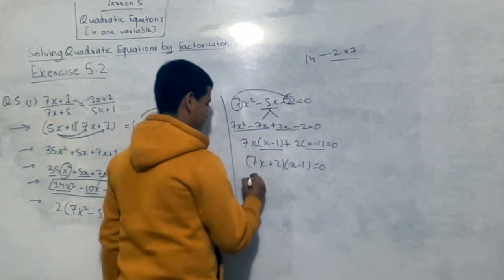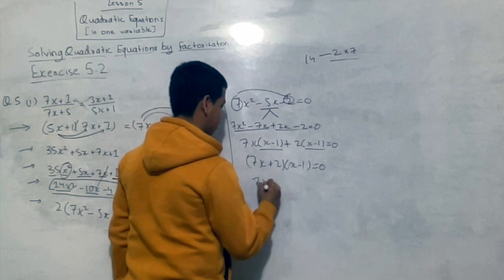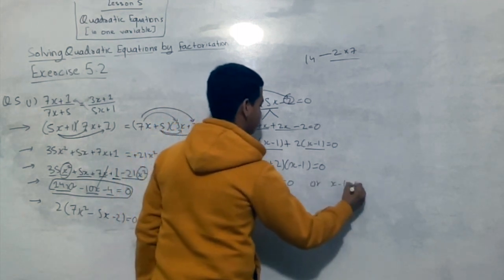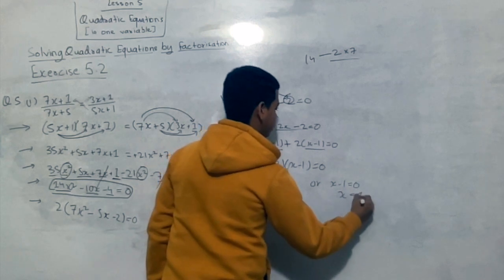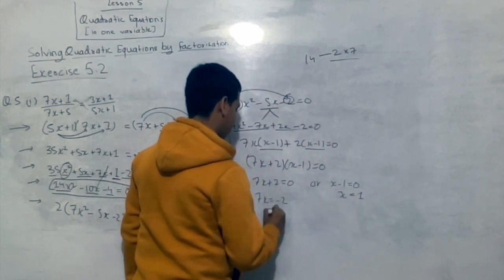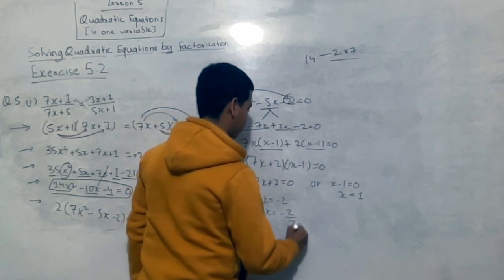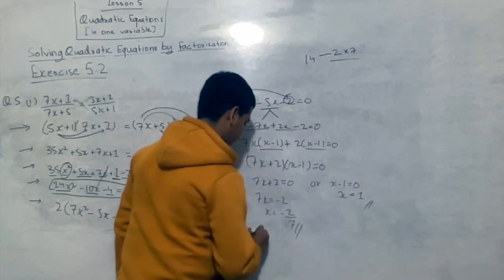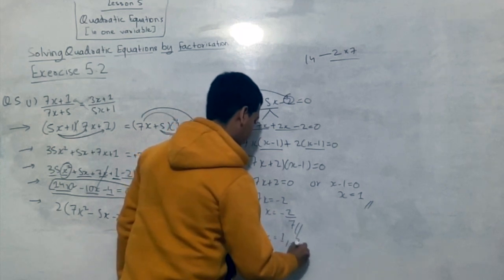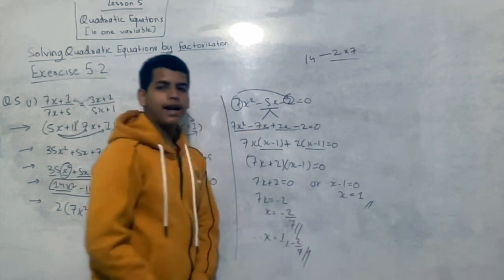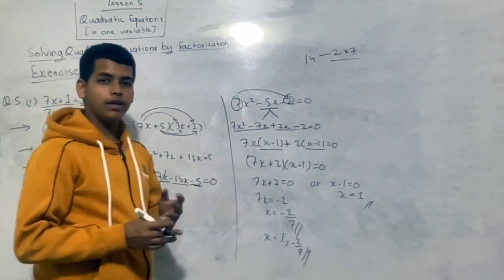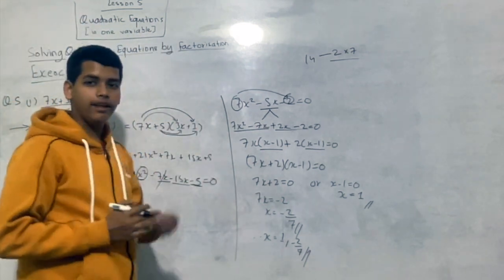Now just use the zero product rule. We get 7x plus 2 is equal to 0 or x minus 1 is equal to 0. When we solve, we get x is equal to 1, and here 7x is equal to minus 2, so x is equal to minus 2 by 7. We got your answer. Therefore, x is equal to 1 and minus 2 by 7. That's it. It was a little bit lengthy, but with practice you will develop the habit of calculating fast.